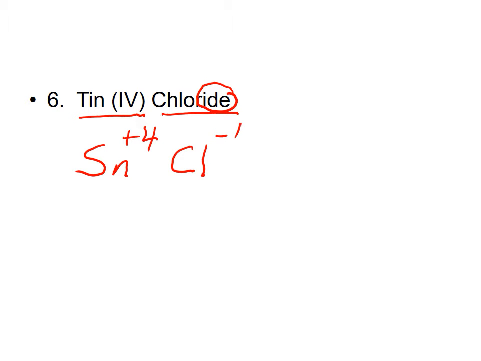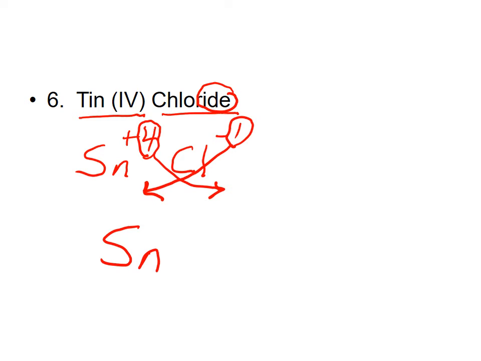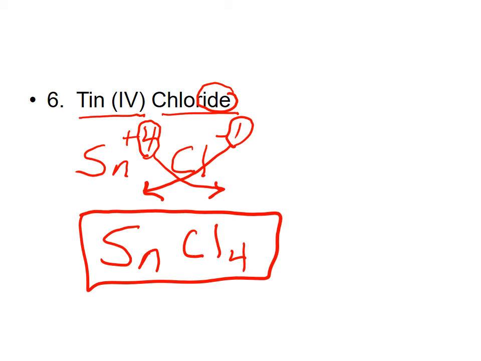So now we have a situation again where they don't add to 0. So we're going to have to do a cross. So the 4 comes down here behind the chlorine. The 1 is going to come over here behind the tin. So now I have Sn with a 1. I don't ever write 1s. Cl with a 4 after it. And since chlorine is an element, not a polyatomic ion, the 4 you don't need to put in parentheses. It just stays the way it is. So tin(IV) chloride is SnCl4. Means it has 1 atom of tin to 4 atoms of chlorine.